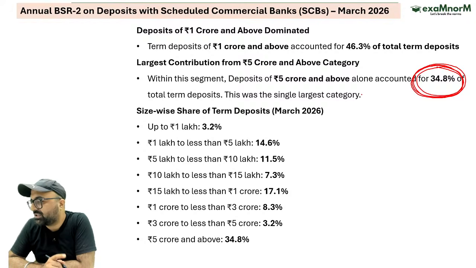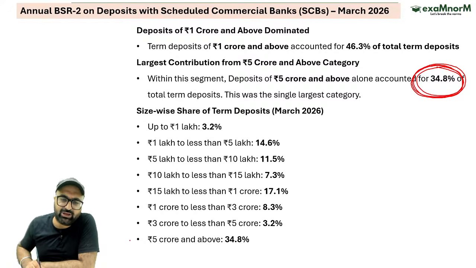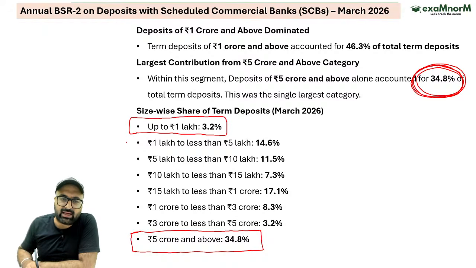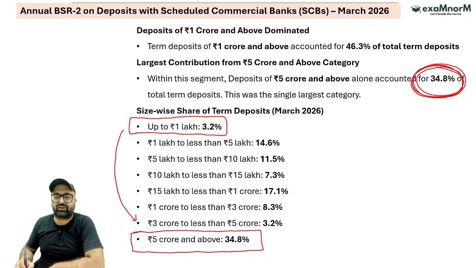तो 5 करोड़ से ज्यादा वैल्यू के जो डिपॉजिट्स हैं वो कितने हैं? 34.8% of the total deposits. This you need to remember. And the lowest is up to 1 lakh. The lowest is up to 1 lakh and it shares the data with 3 to 5 crores.